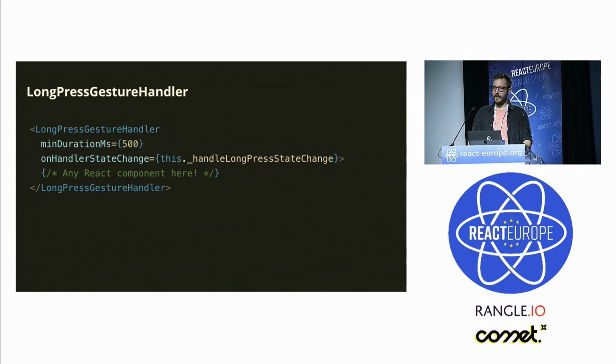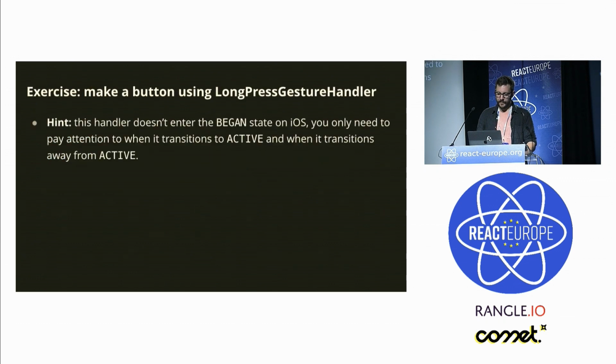In the documentation, there is a list of properties that are accepted by these different gesture handlers, and the one that we have here is minDurationMs, and this is the default value for LongPressGestureHandler. It basically says you need to long press for 500 milliseconds. So you need to tap and hold for half a second, and then it will recognize as a long press. But you can change that to whatever value you want. So let's do a quick exercise to just use LongPressGestureHandler.